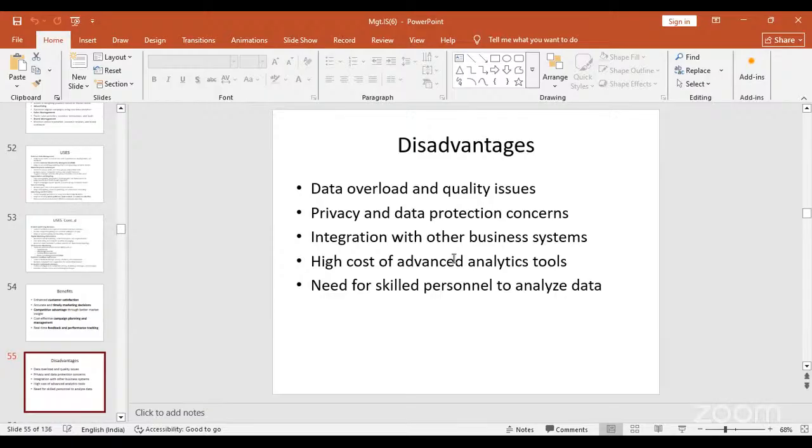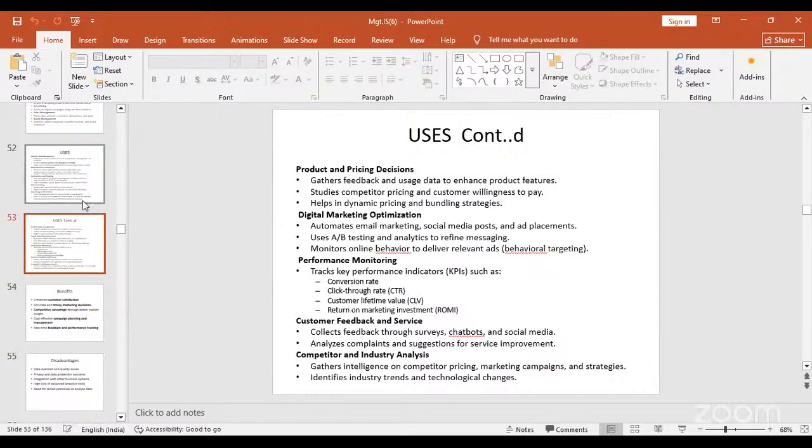So if it has some benefits, it also suffers from some disadvantages. So this is all about the marketing information system. This is a subsystem of our main information system.